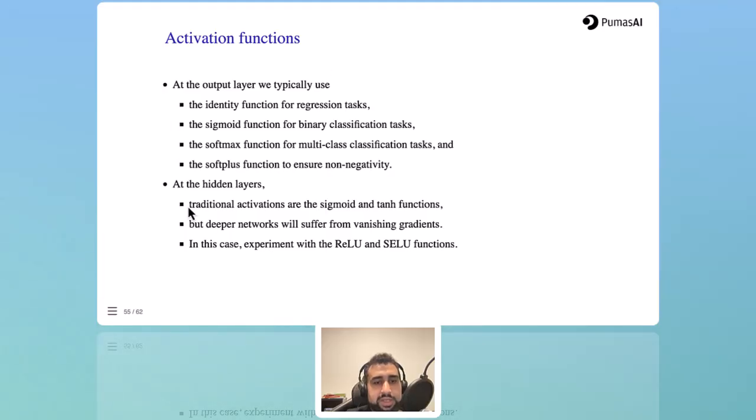Now, in the hidden layers, you can use any kind of activation function, but some of the most common ones are sigmoid and tanh. At least the default value is tanh in DeepPumas for the hidden layer activation functions.